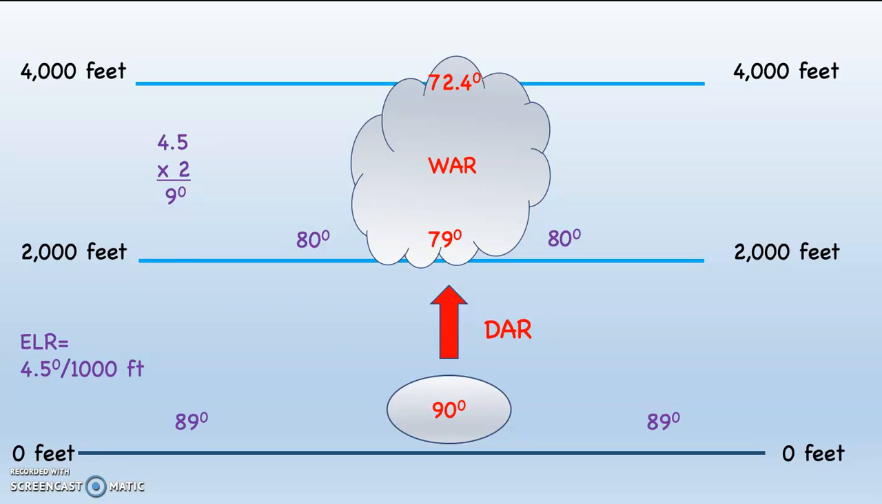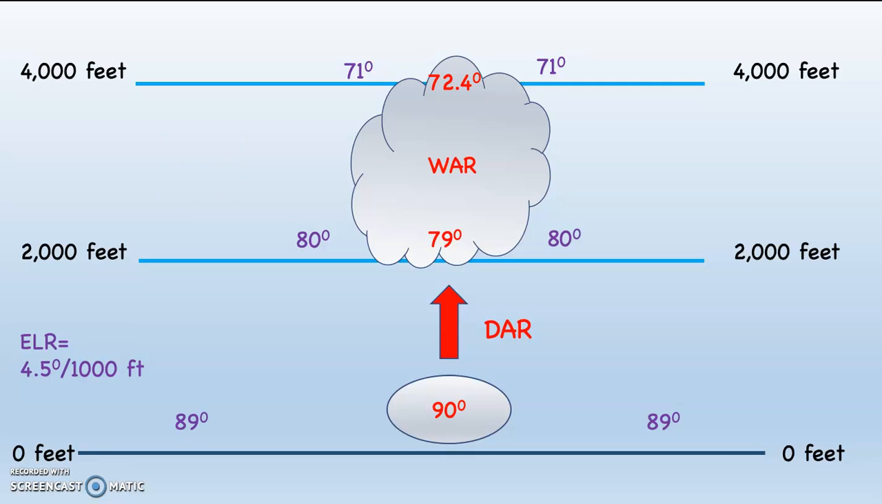Now, the air at 4,000 feet is going to be determined like this. We take 4.5 again, which is the environmental lapse rate, times 2 for 2,000, between 2,000 and 4,000 feet. That would be a 2,000 foot difference. That's 9 again. Add or subtract? Subtract. So we take 80, which is the temperature at 2,000 feet, minus 9 is 71. So now we know the air temperature at 4,000 feet is 71 degrees. Okay? Now we have our numbers.